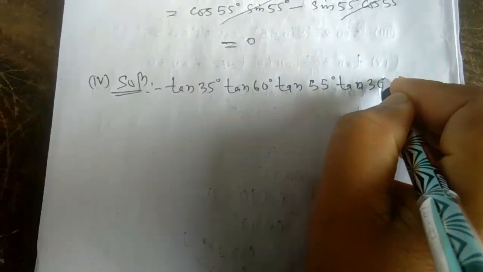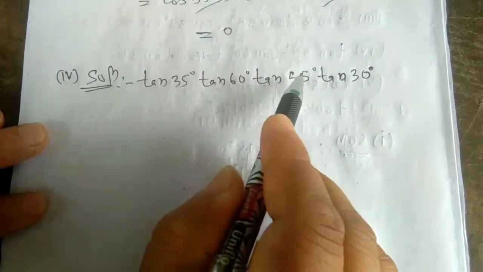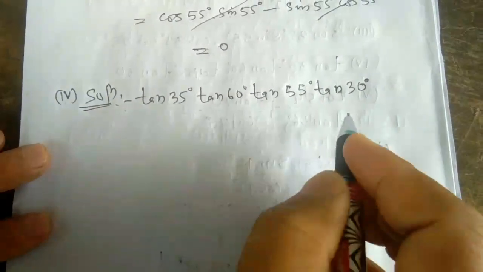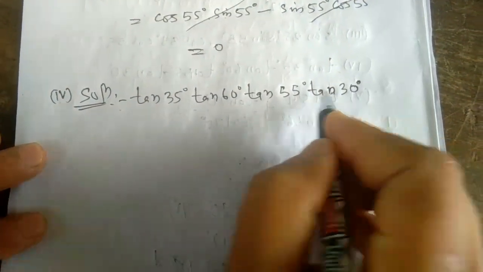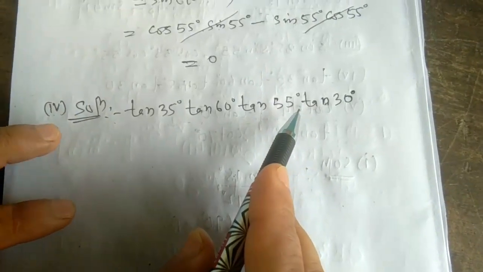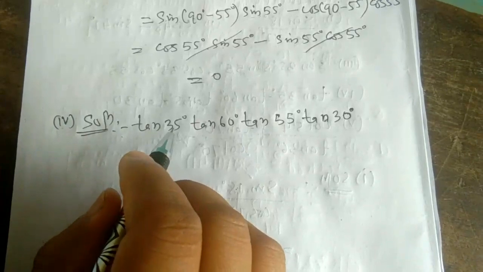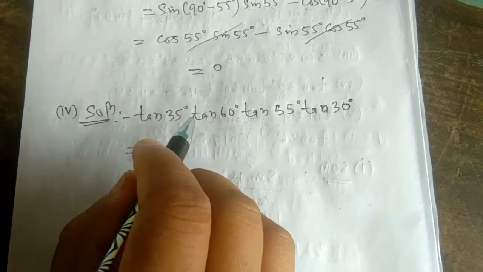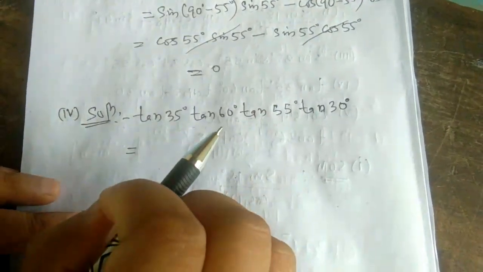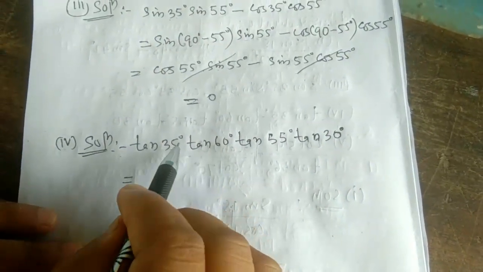Okay, so same as before. You see how many angles are here now? 35, 60, 55, 30, all are different. That means 4 angles are there, and all are less than 90 degree. If 4 angles are there and it is less than 90 degree, you have to apply complementary formula. All are less than 90 degree, so you apply the formula in any two.